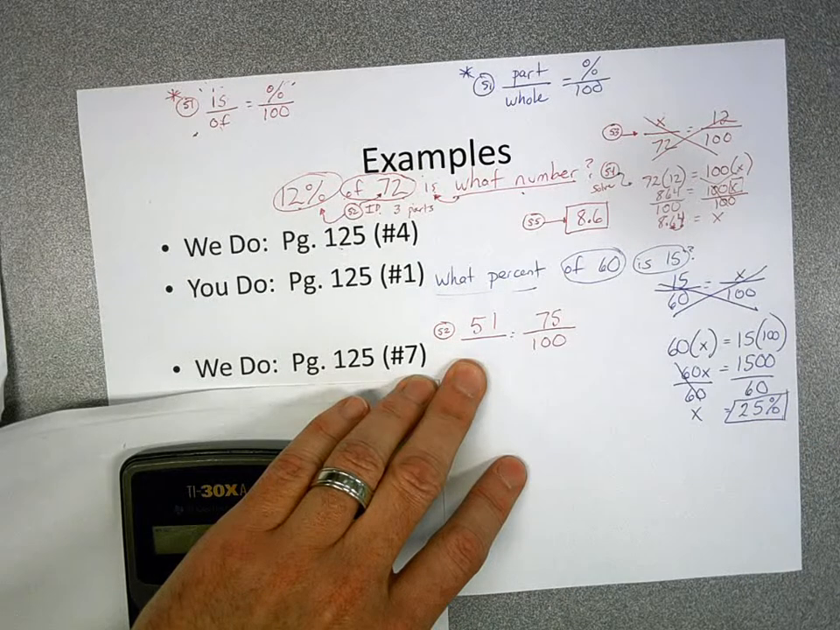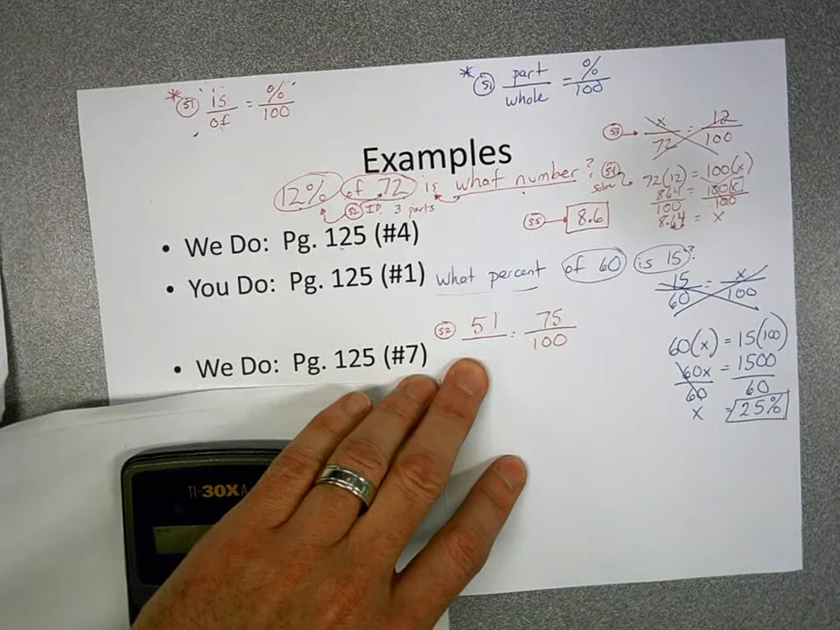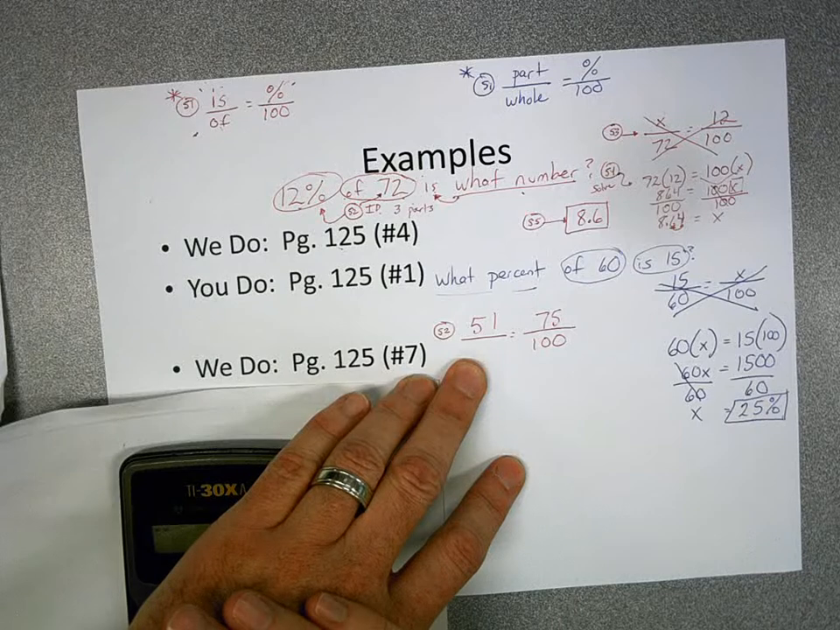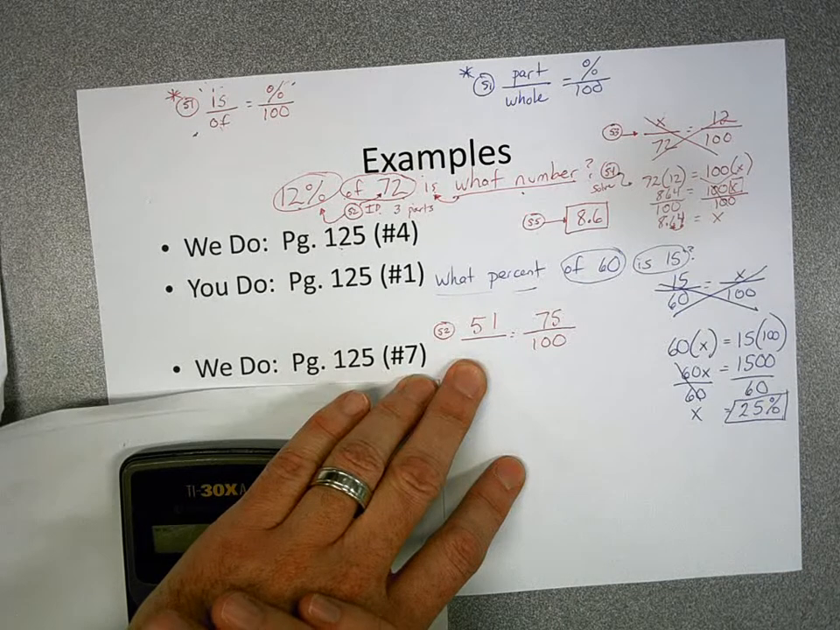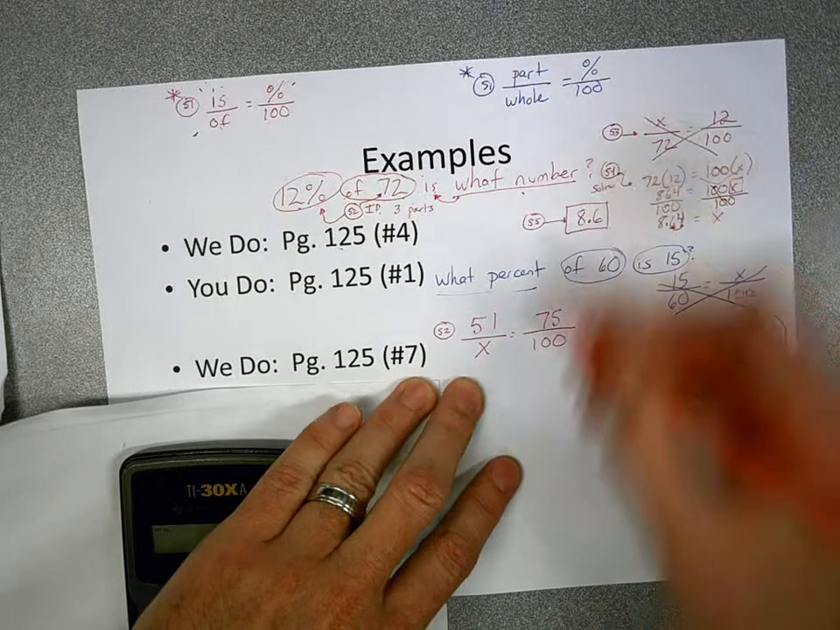Now, that requires some thinking. Why is it a part? Because the original price is the whole amount of money you would normally have to pay. And if you take a look at the question, it says, what was the original price? That's what we have to figure out. That's the whole, which goes on the bottom. So that's why I put the x down there.